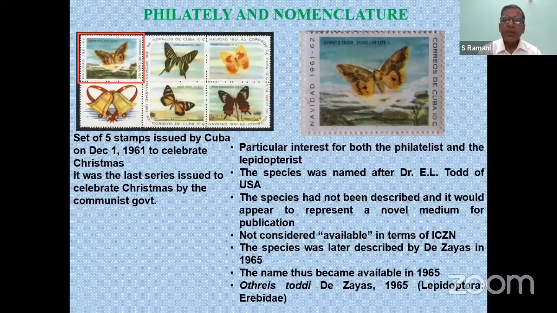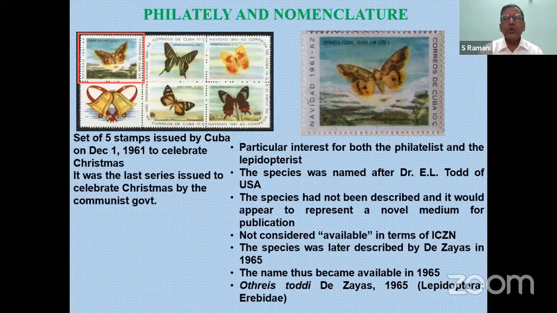And so the name was not accepted till it got published and described by Dizayas in 1965. So 4 years later, it was described and published as a paper, and the name became available only in 1965, as Otheris toddy Dizayas. So that way, this conflict between philately and zoology in terms of publication, or in terms of availability of the name, took precedence. So this is of great interest to people who study this.